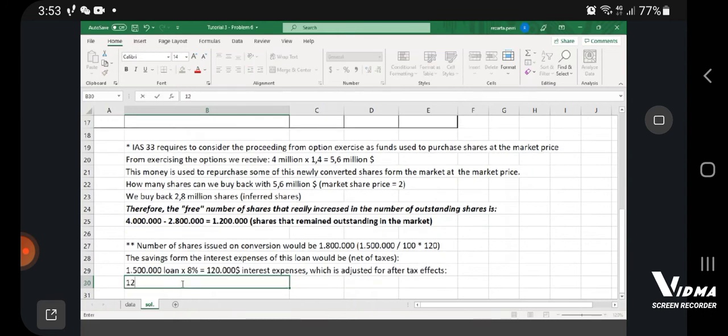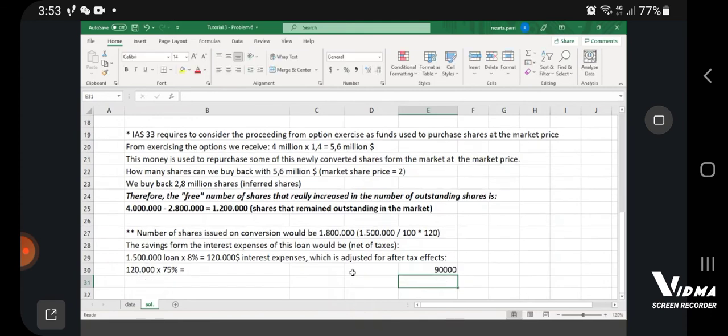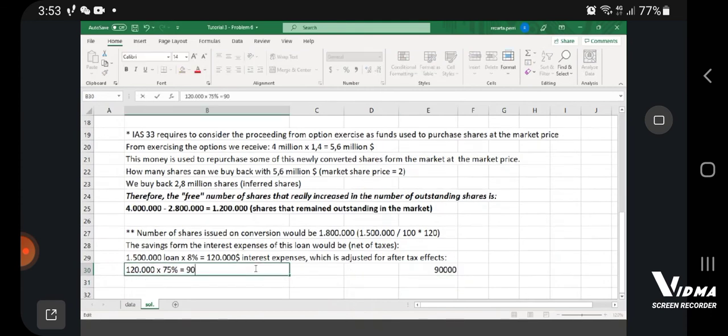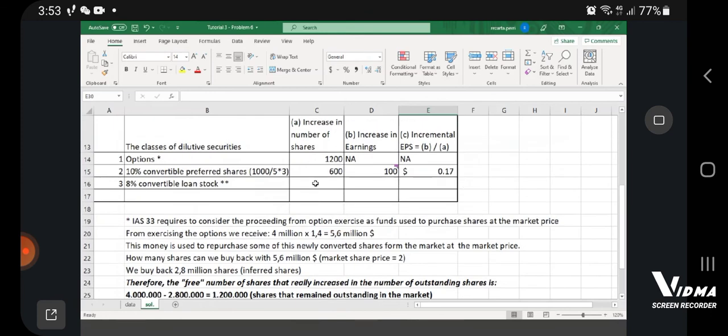So this is 120,000 multiplied by 1 less the percentage of taxation, and the taxes were 25%, that is multiplied by 75%, that would be, allow me to make the calculations over here, that would be $90,000. So this is the incremental earning and the incremental number of shares according to the convertible loan stock.